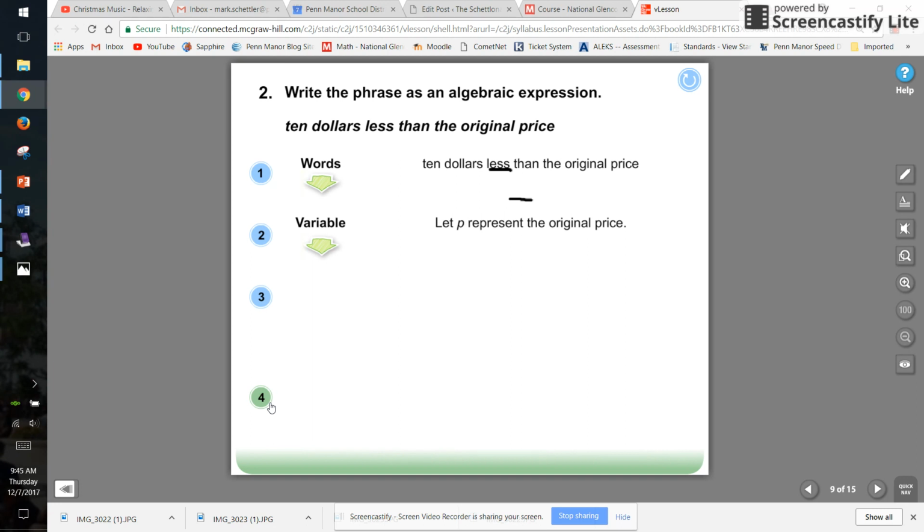Let's skip right down to our expression. What expression would you write for $10 less than the original price? Did you write P minus 10? Because if you did, you did it correctly. And we could figure out what the original price is, or the new price is, if we know the original price. And that's how I would use this expression. One more.